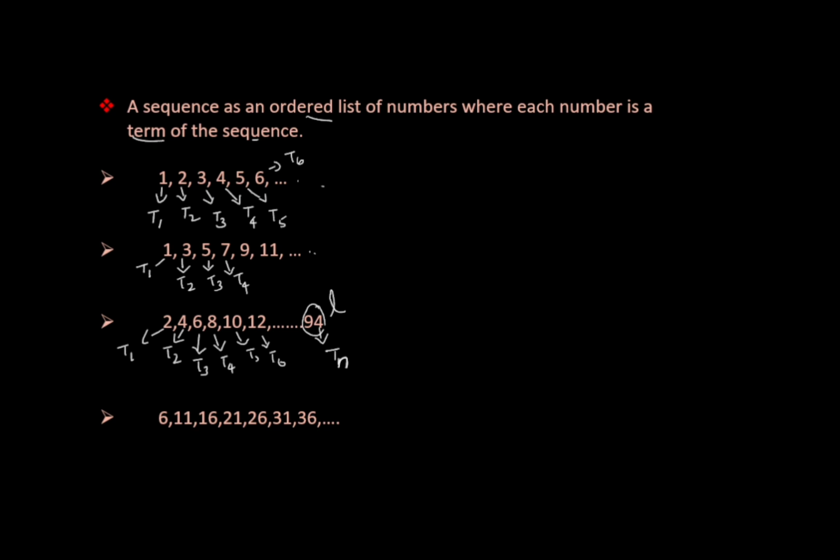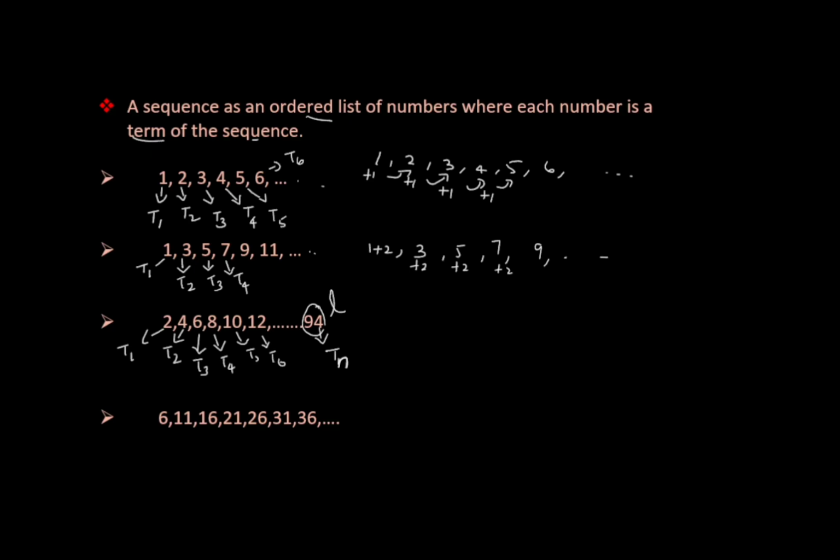Next also like this. Each number is a term in the sequence. In the first sequence 1 2 3 4, we know this is the natural number set. If we add 1, we get the next number; add 1, next number. So summing 1 with the preceding number, we get the succeeding number. Here the odd numbers also: 1 plus 2 is 3, 3 plus 2 is 5, 5 plus 2 is 7, 7 plus 2 is 9, like this.